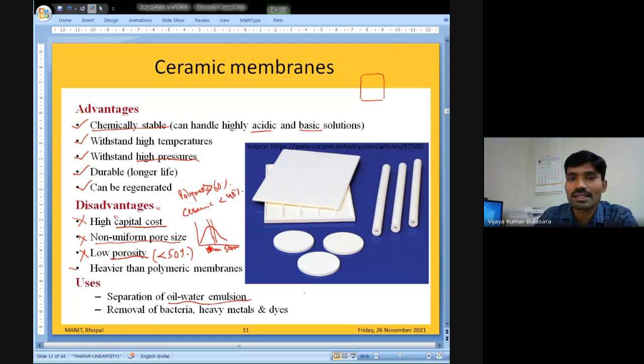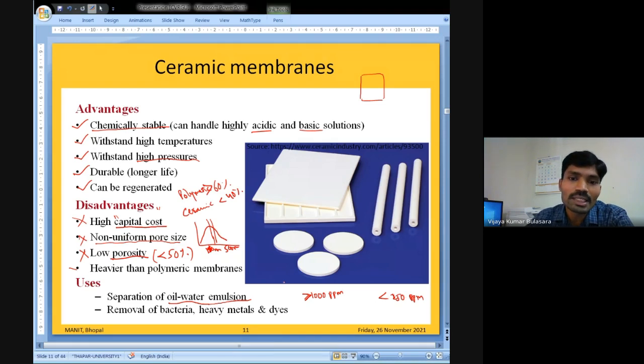If the oil concentration is more than 1000 ppm or mg per liter, then that can be easily separated by simple gravity techniques. Due to the difference in the density, the oil can be separated. But if the oil concentration is less than 250 ppm, then the droplet size is very small and it forms stable emulsions. These stable emulsions cannot be separated easily by gravity methods.